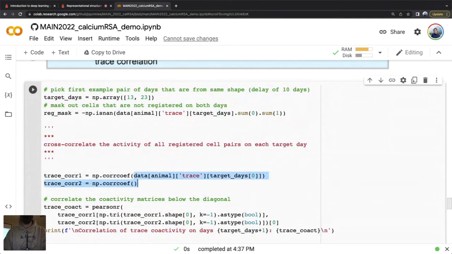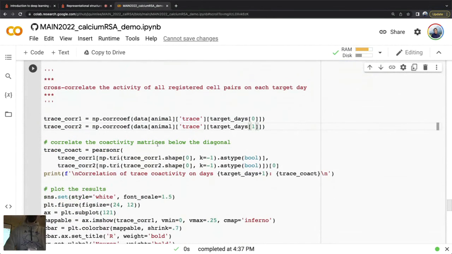Let's do the, I wish you could use Control Shift in Colab. We'll also build this coactivity representation for another day, or a second target day. And then down here, we'll take the triangle, or the off-diagonal section of this coactivity matrix, and we'll correlate it on these 2 days. And I'll plot the matrices.